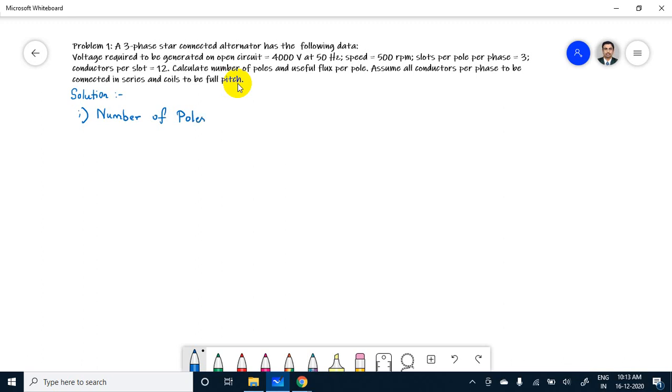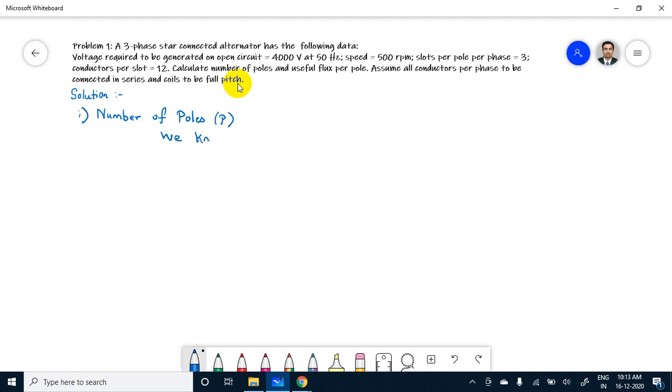Number of poles. Can anyone tell me what is the notation for number of poles? Anyone? Please give me the answer. P. Okay, capital P is the notation for number of poles.